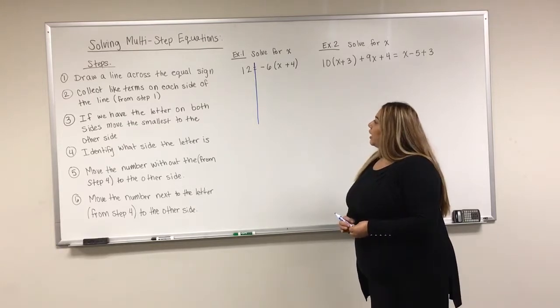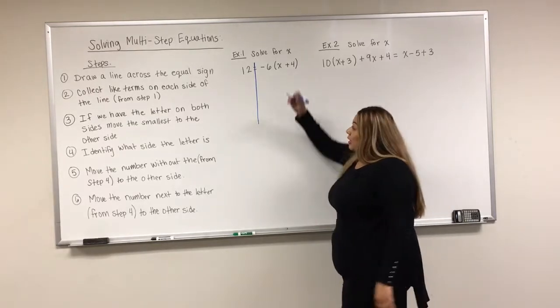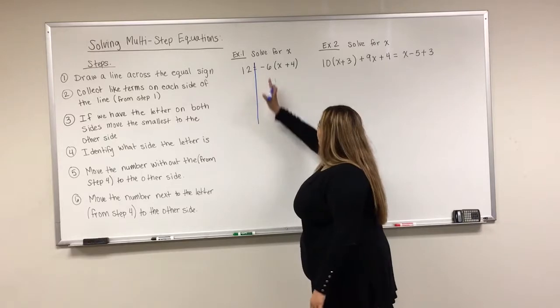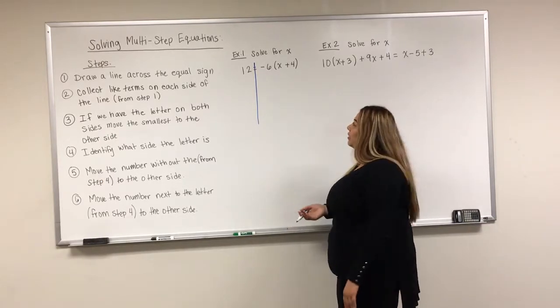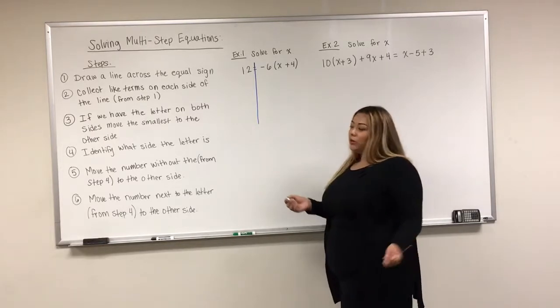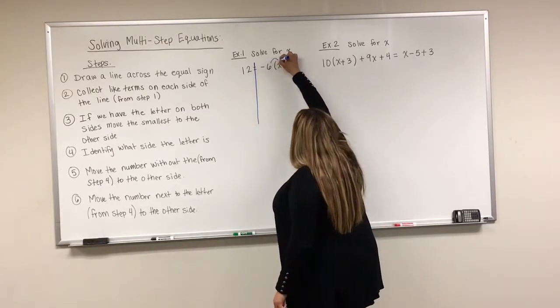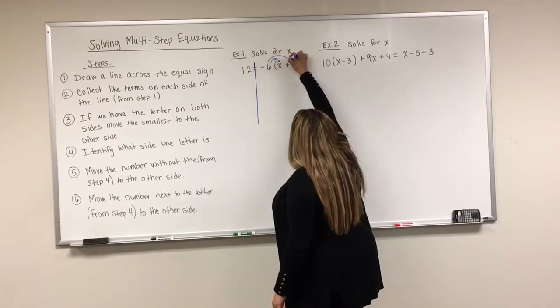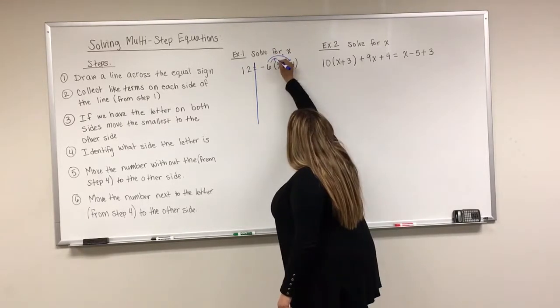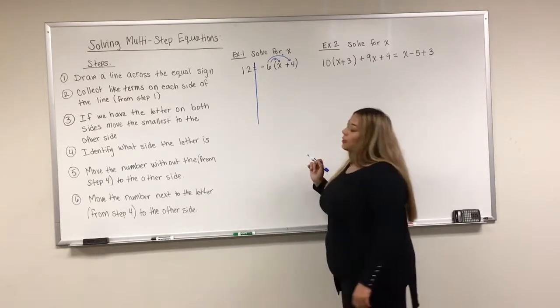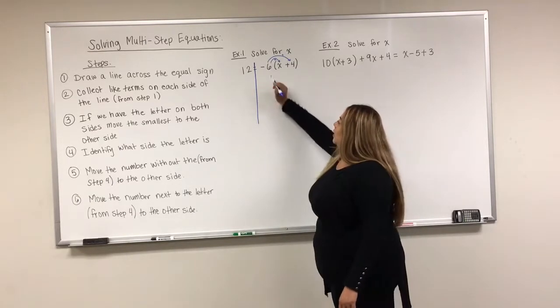Then step 2, collect like terms. So right here on the right hand side of this line, we have to distribute this -6 to everything we have inside of the parentheses. By distributing, we mean we want to multiply it out. So we're going to multiply that, and we're also going to be multiplying that. So remember that you have to multiply to everything inside the parentheses, not just the first thing.